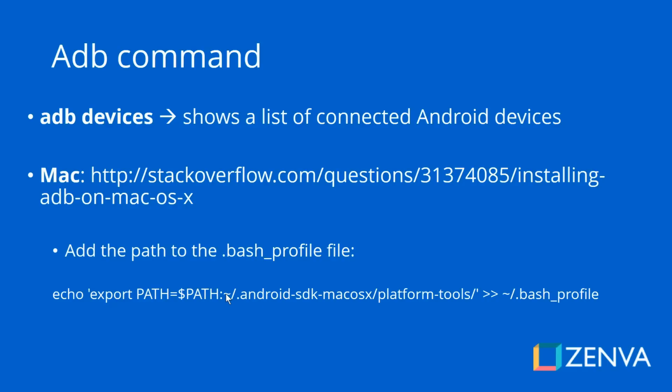The ~ sign means that it's in your home folder. So replace this with the location, and then inside of your Android SDK, the location is platform-tools. What we're doing here is saying that everything in platform-tools, we can call from the command line. So after doing that, and after reloading your bash profile file, which is explained in this link, if you type adb devices, you will see your Android device.